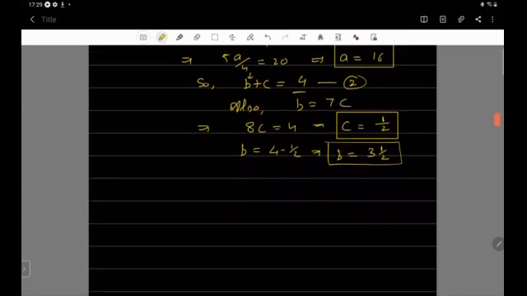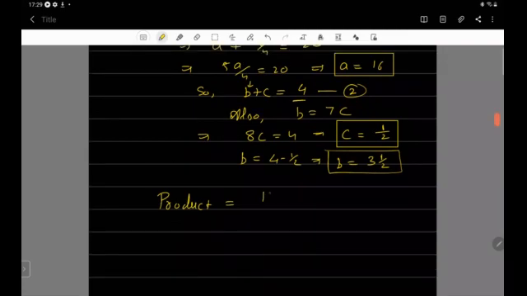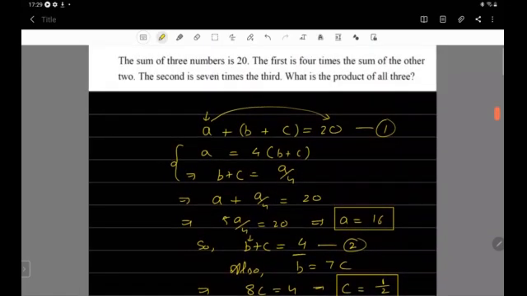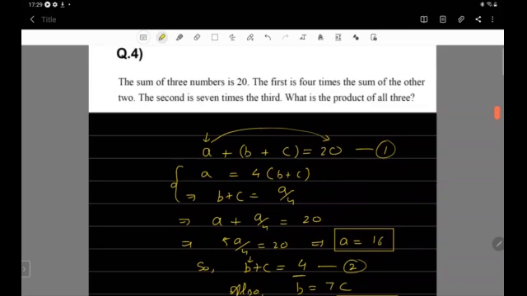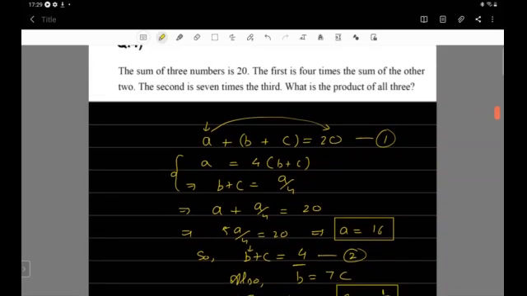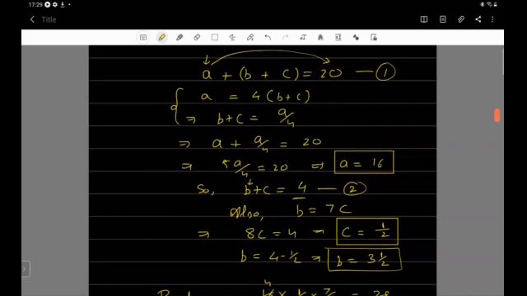So now we need the product of these three numbers. And I don't think we need any sort of calculator. This type of calculation is very easy, right? 4 times 16, answer is 28. So the answer to the fourth question is 28. I believe everyone must have followed the same sort of solution.